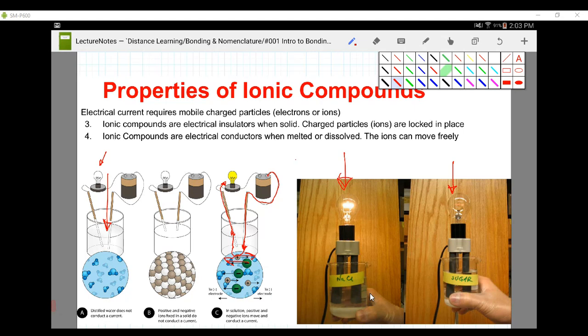If we were able to melt them, so that they were a free-flowing liquid at the 800 or 900 degrees Celsius that it said it required, it would be conductive as well. But as a solid, this doesn't happen because as the electrical current comes in, all of those ions are locked in place. They don't conduct the electricity, they're not allowed to flow. So the circuit is never completed and the light bulb can never go on.